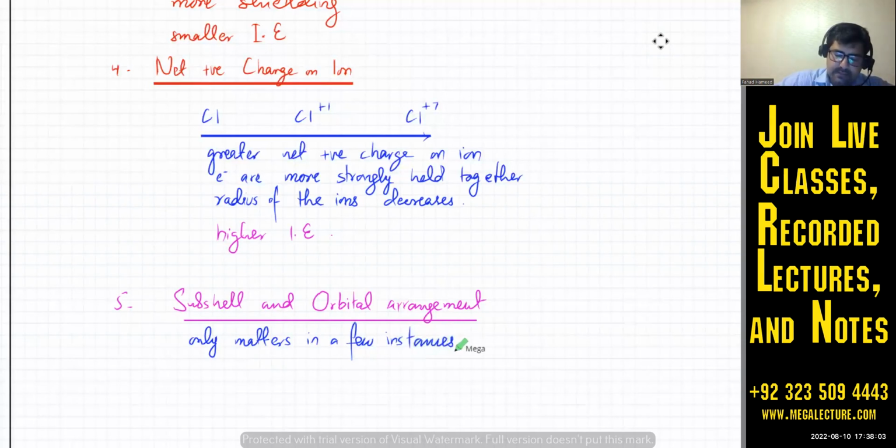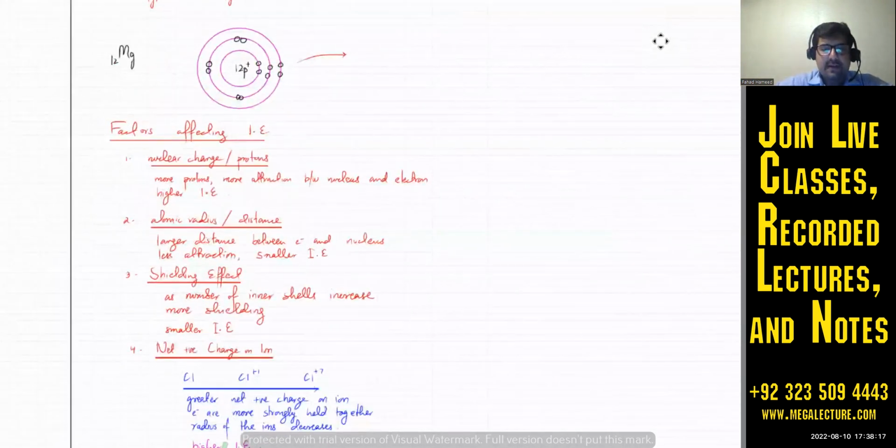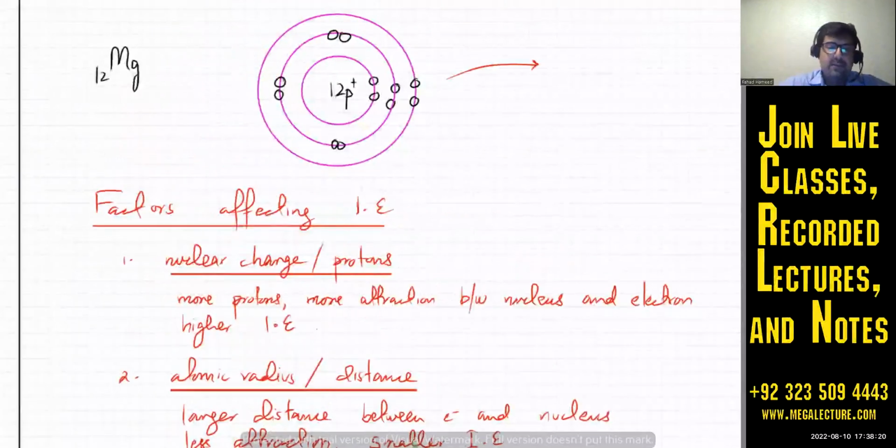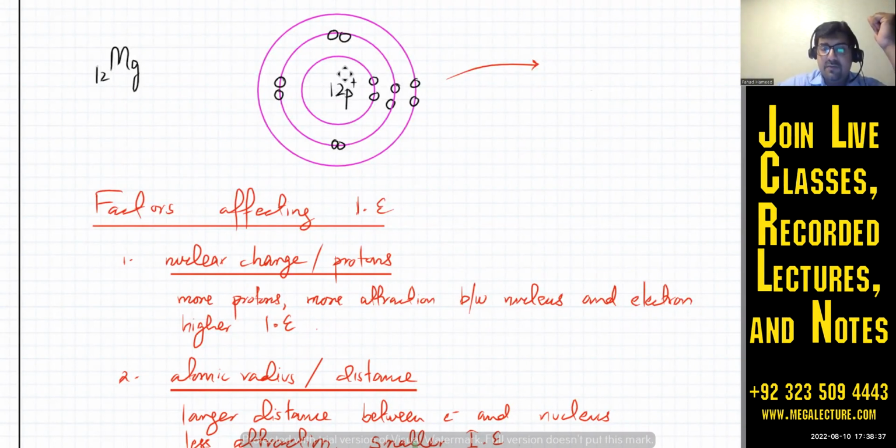So this one is not a major factor. So remember, you've got four main factors. The factors are all about this thing: is it going to be harder to remove electrons, or is it going to be easier to remove electrons? One is number of protons. You got more protons, more difficult to remove electrons. You got less protons, easier to remove electrons. How far is the electron? If the electron is very far away, then it's going to be easier. Otherwise, it's going to be very difficult.